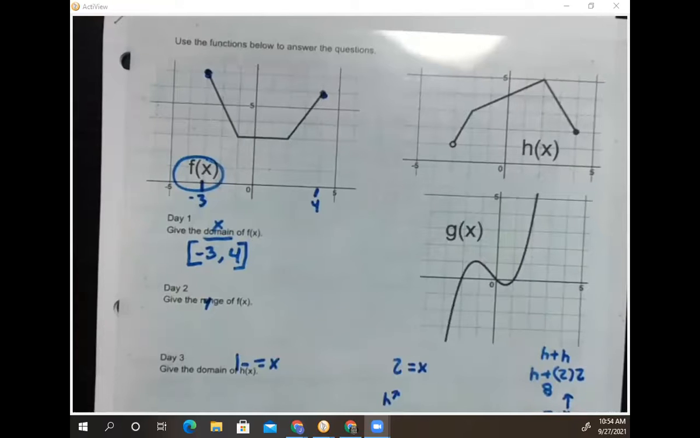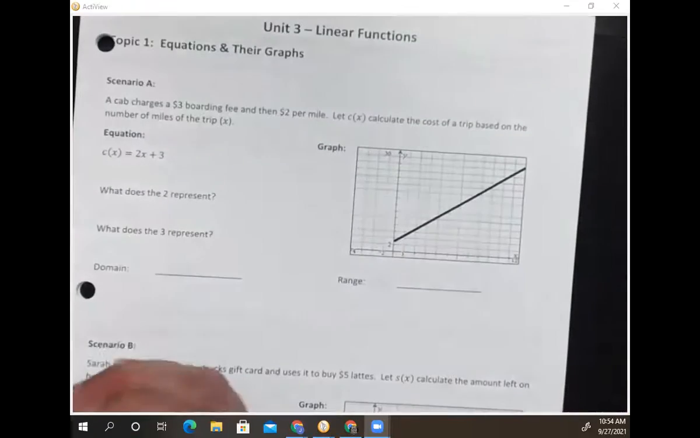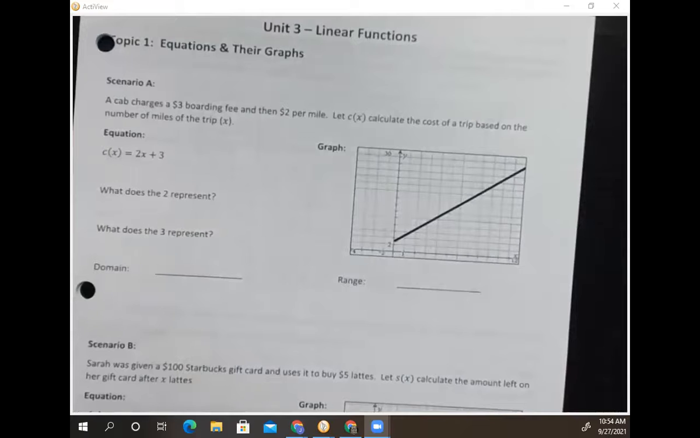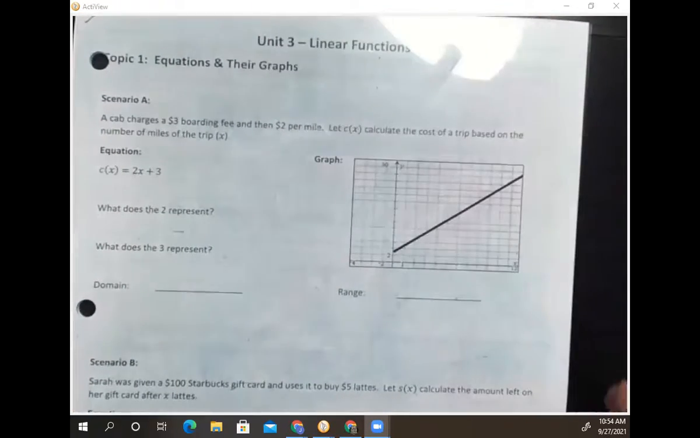Questions for me on our warm-up problems for today? Okay, so hang on to this paper. We're going to come back to it every day this week. And then on Friday, we're going to do what I'm going to call a quiz over input, output, and domain and range. We're going to try that section of that Unit 2 quiz again.